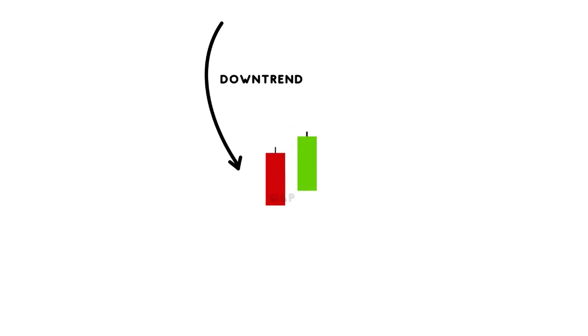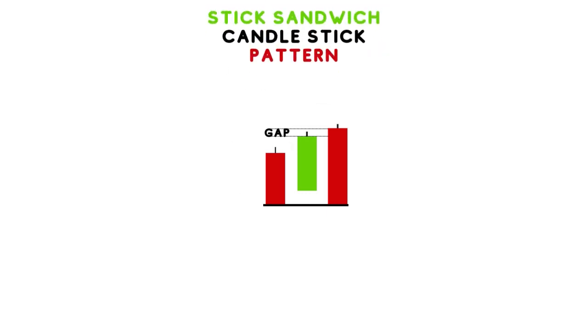In a downtrend, the first candle will be a big bearish candle closing near its low, followed by a bullish candle where price gaps up, opening and trading above the close of the first candle. Finally, the third candle is bearish and gaps up, eventually closing at the same price as the first candle. This is the stick sandwich candlestick pattern. It is a bullish reversal pattern, and if price goes on to break the high of the third candle, there could be a potential reversal into an uptrend.